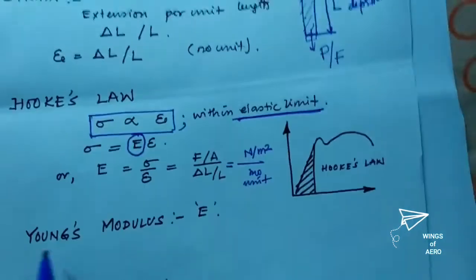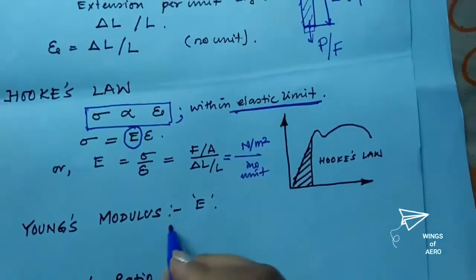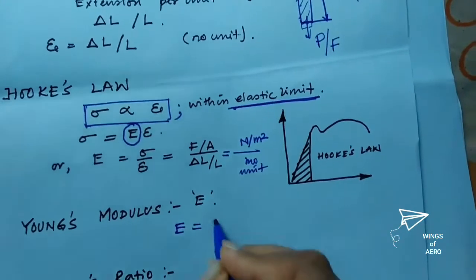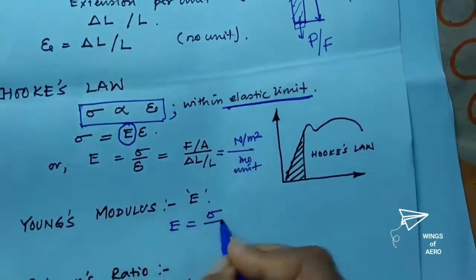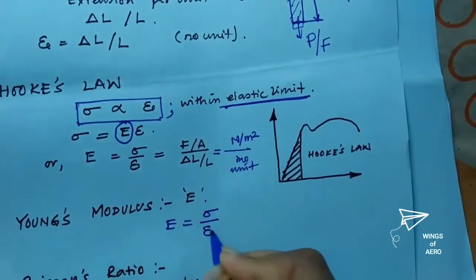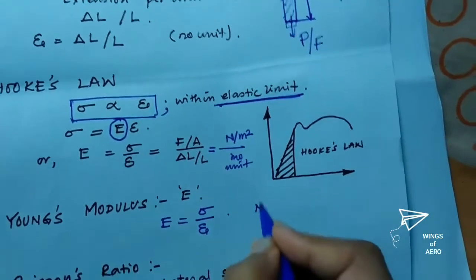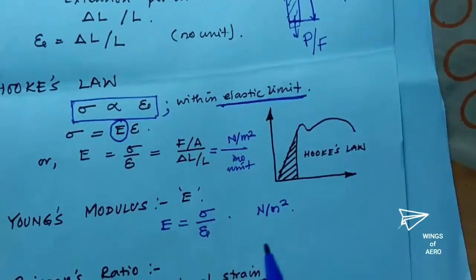This constant is called Young's modulus. So what is Young's modulus? It is the ratio between the stress and strain. The unit is Newton per meter square.